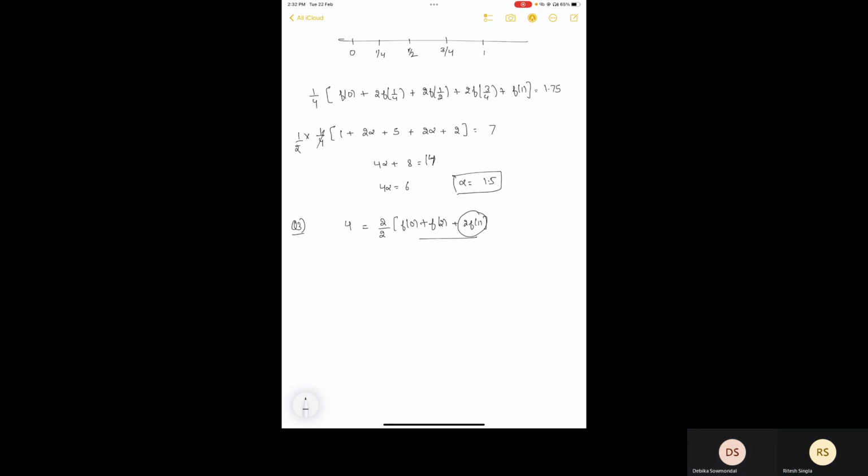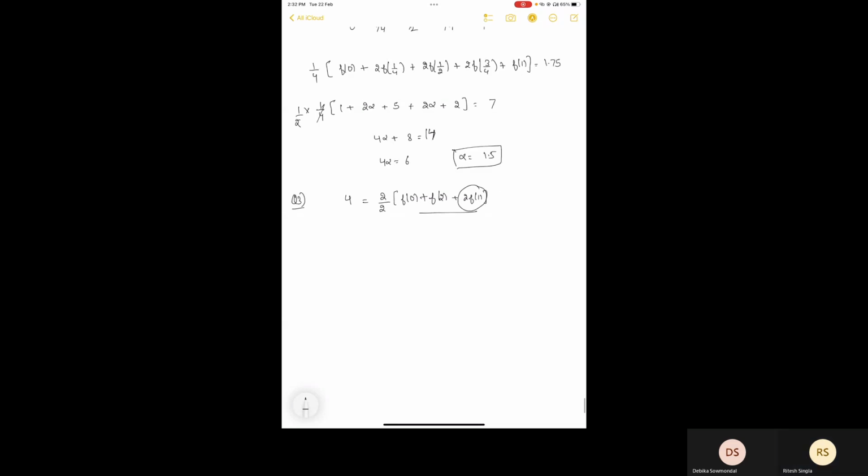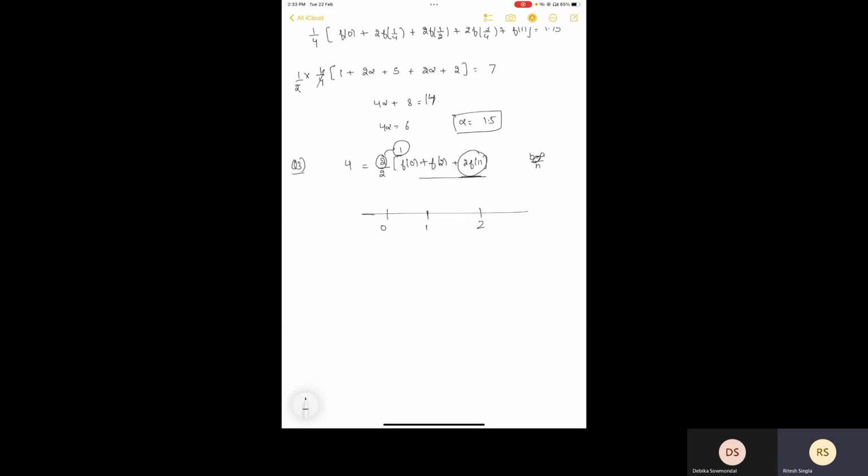See, if you want to apply this, you don't have to go to composite trapezoidal rule, right? Because then b minus a upon n. So basically what you are doing here, if this is your interval 0 and 2, you are breaking it here, right? If you are doing such type of stuff, the length of the subinterval is just 1.